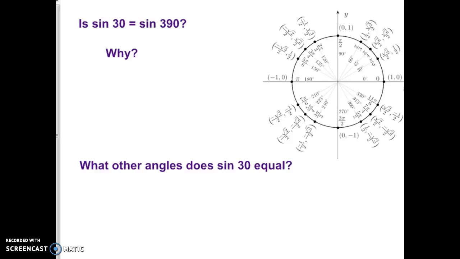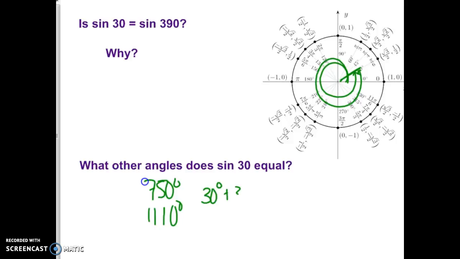Okay, sine of 30 equals sine of 390. Why? Well, here's 30 degrees. 390 is a full 360 plus 30 degrees. What other angles have the same sine value? Well, if I add another 360, 360 plus 390 gives me 750. 750 would have the same sine value. Add another 360, that'd be 1,110 degrees, which has the same sine value. So every angle of 30 degrees plus 360 degrees would have the same sine value.